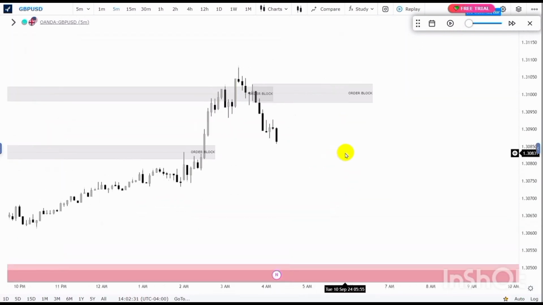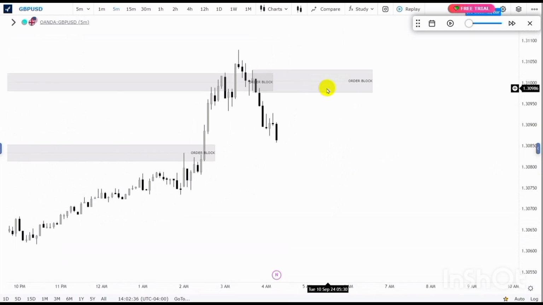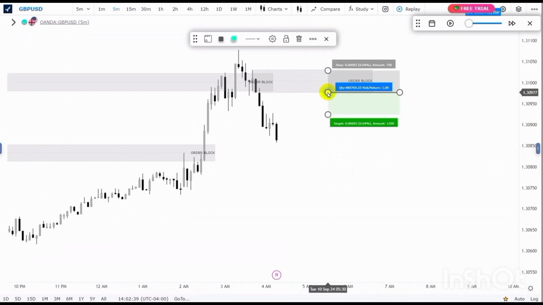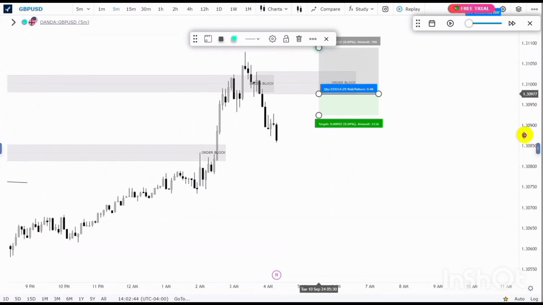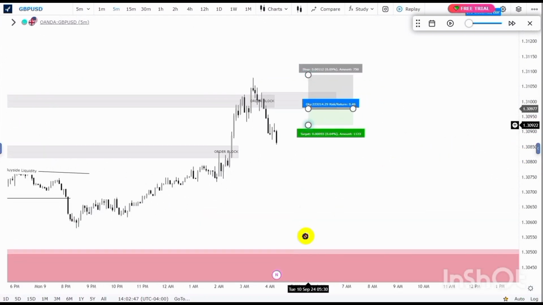So let's play price to see. So let's actually place an entry here. Let's place our entry here. And then we could put our stop loss above this high point and then target the swing low points into the zone.